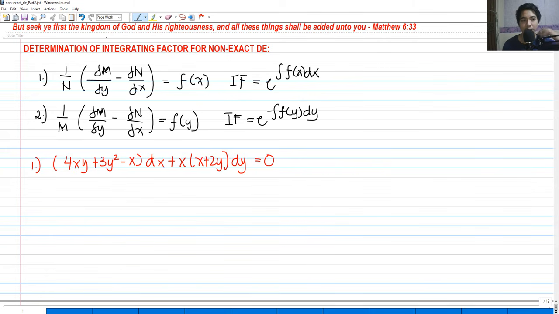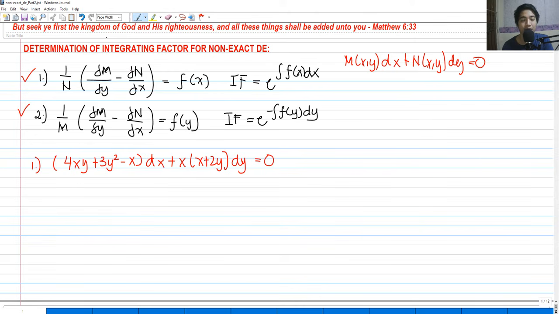If we wish to recall, we may be using these two formulas for case 1 and case 2 of determining the integrating factor. Now we have the formula 1 all over N, where our differential equation is still of the form M(x,y) dx plus N(x,y) dy equals 0. And here we multiply by the partial of M with respect to y minus the partial of N with respect to x, which is actually the test for exactness.